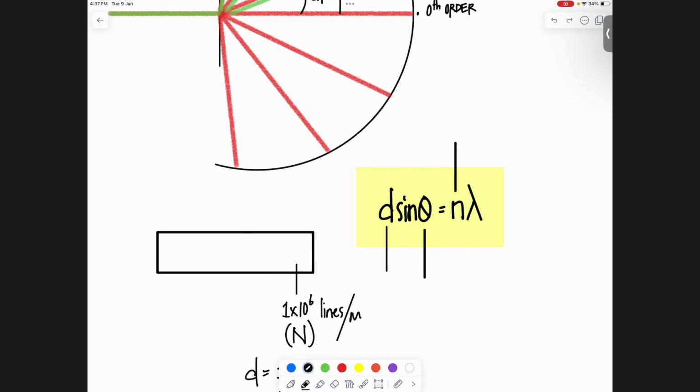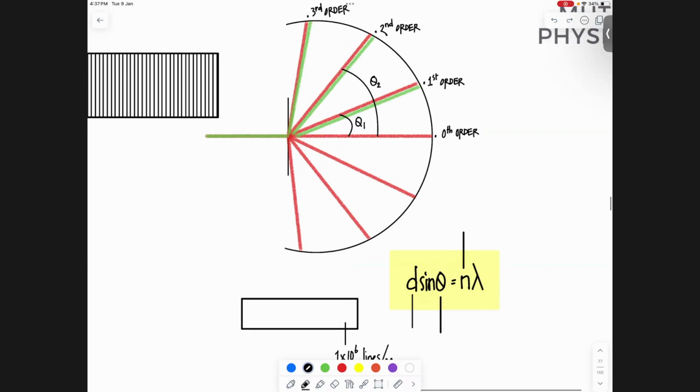Is theta equal to 2 times theta 2? Oh no. No. So it's not evenly spread out. So if you find the first angle is 10, the second one might be 27. The third one will be something else because it's a sine theta function. So the way it changes is not linear.